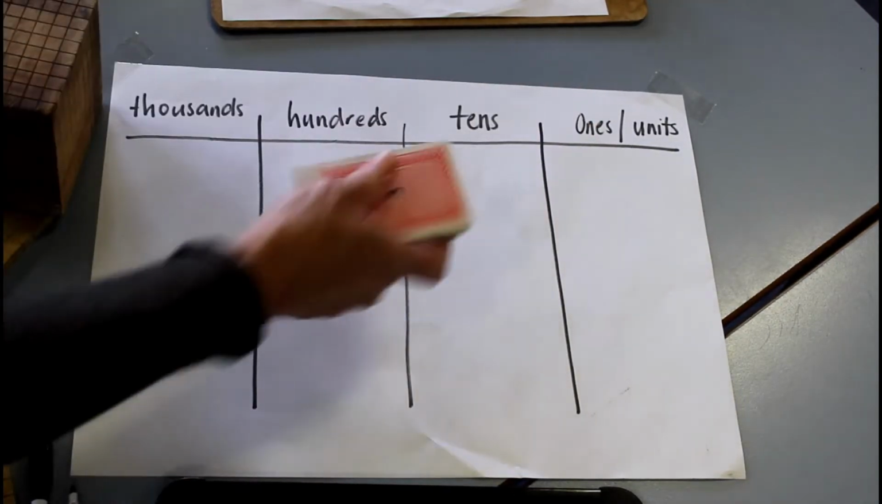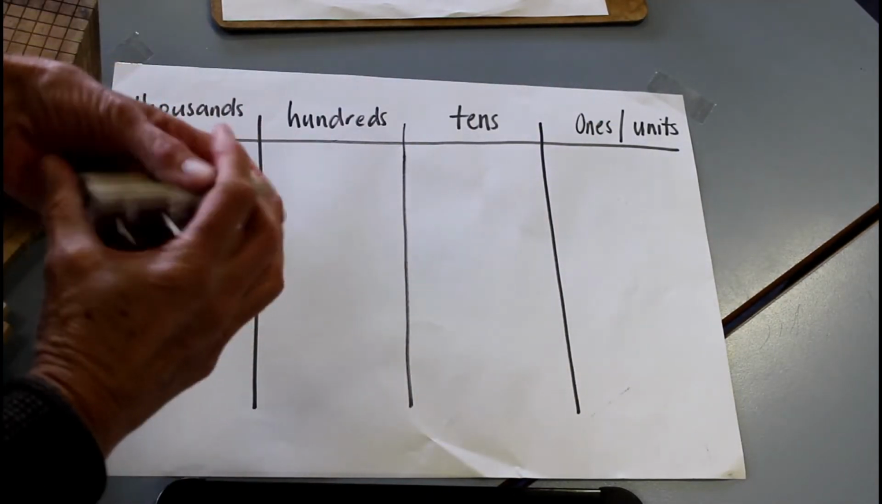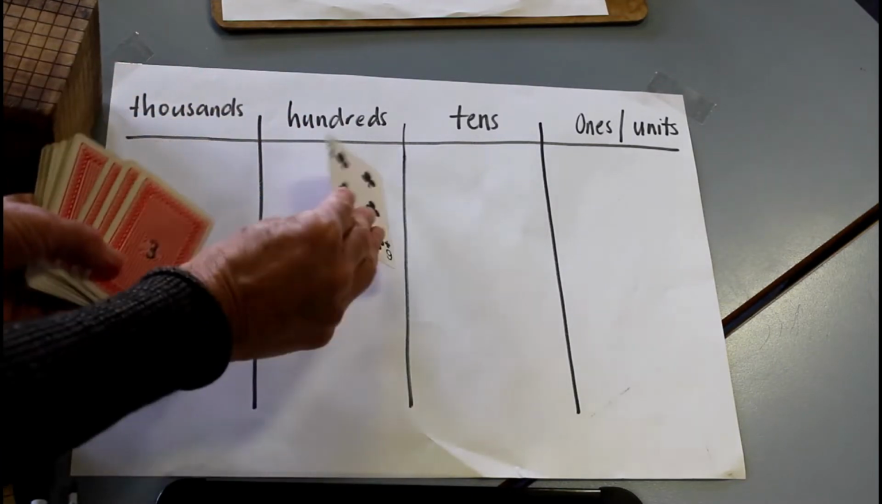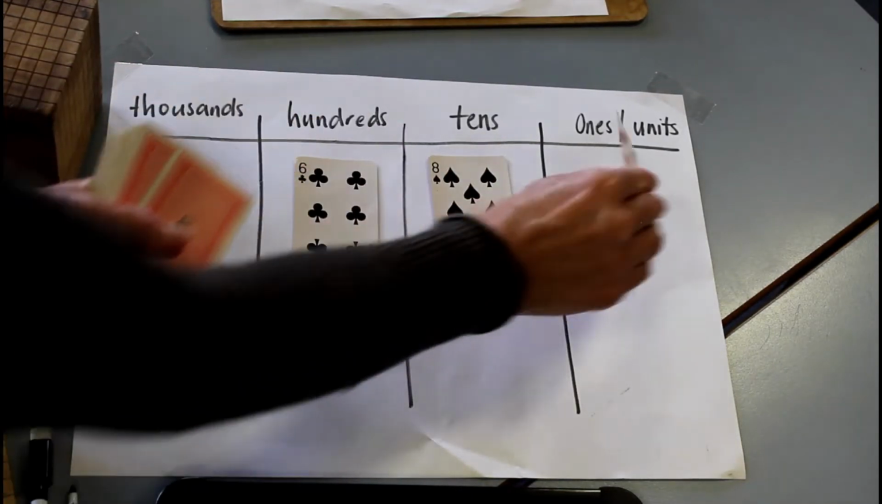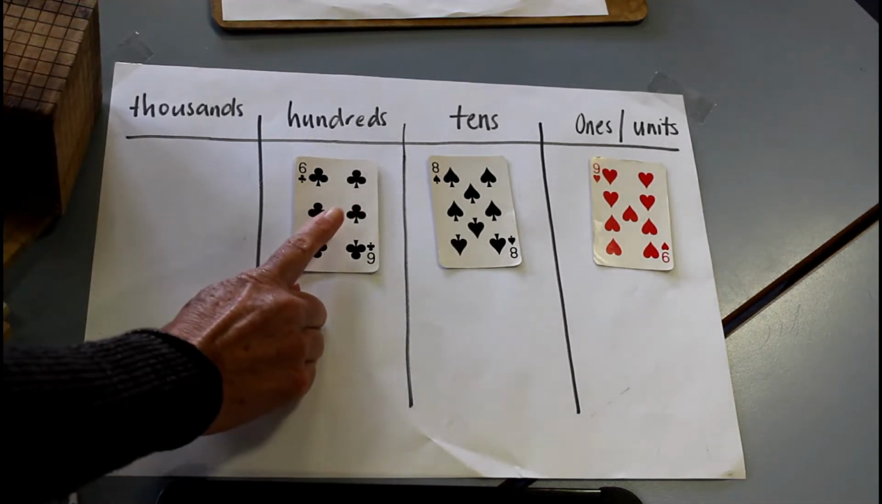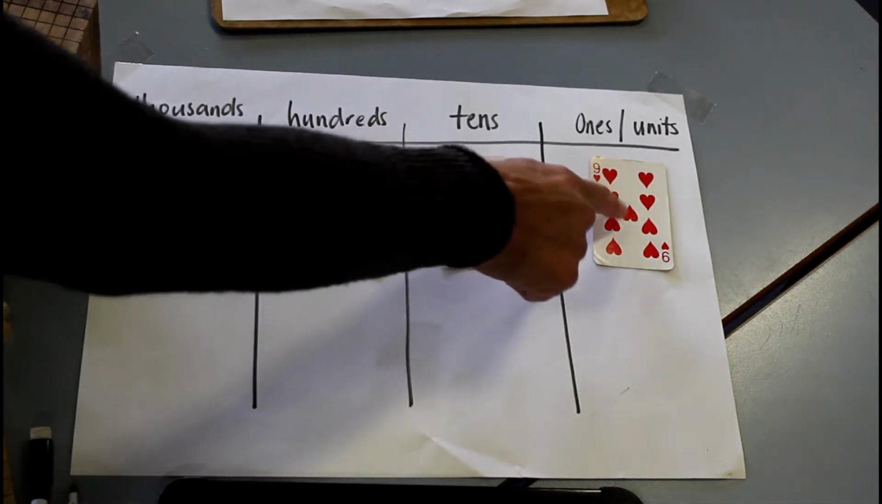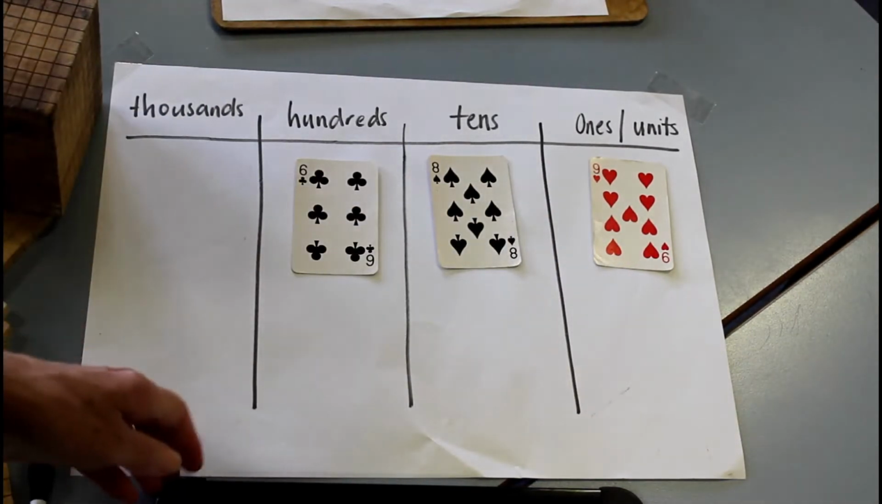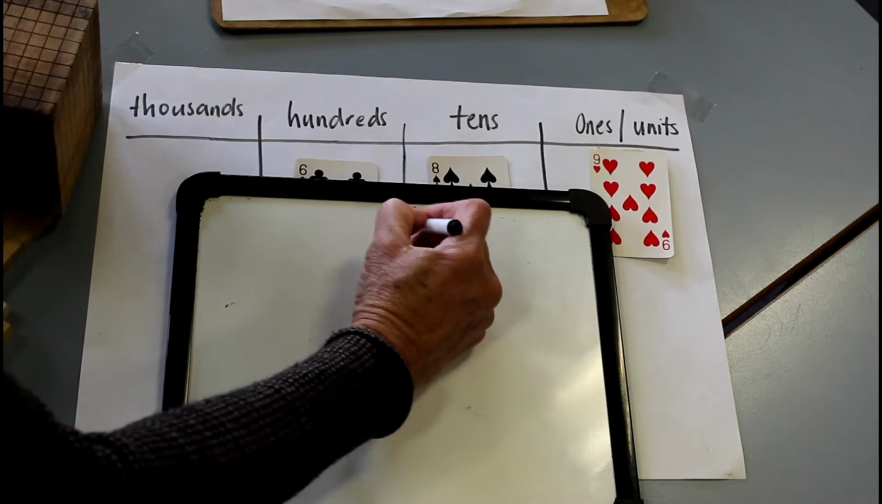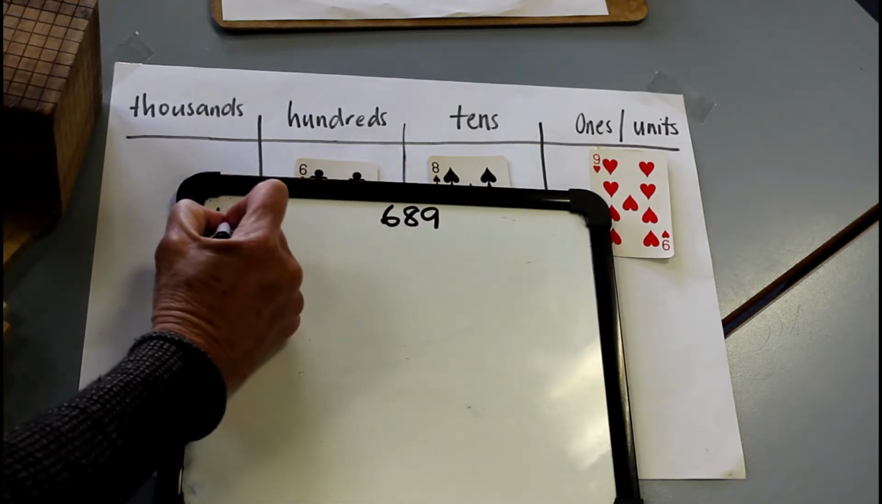I'm going to get my cards and I'm going to shuffle them up. We're just going to do 3 numbers at the minute. You're going to turn over at random 3 different cards. I've got those cards there. I know that I've got 689. I'm going to write that on my whiteboard. This is my first example.